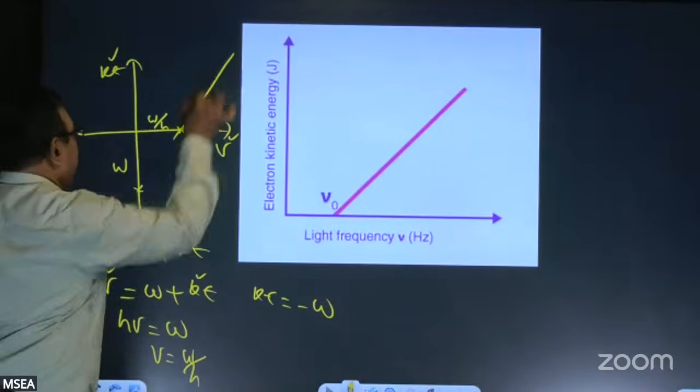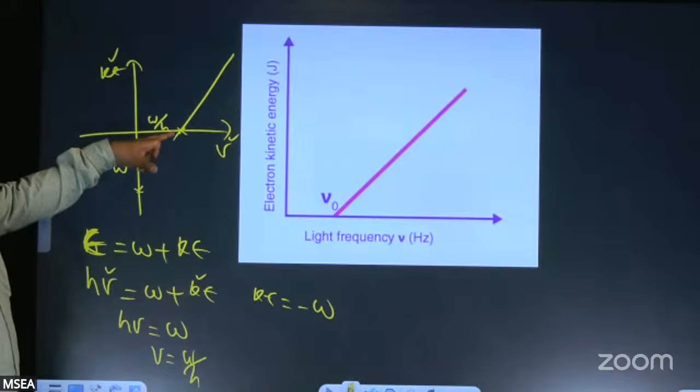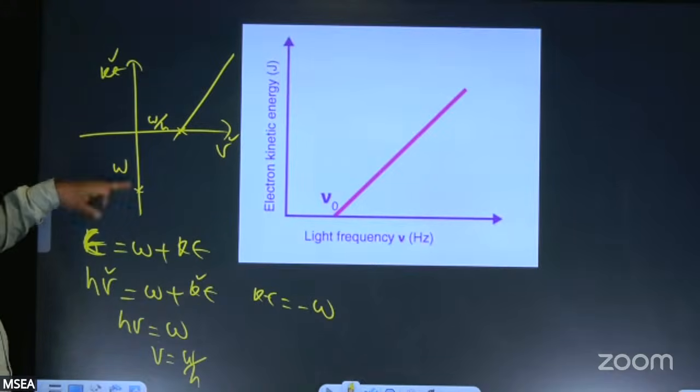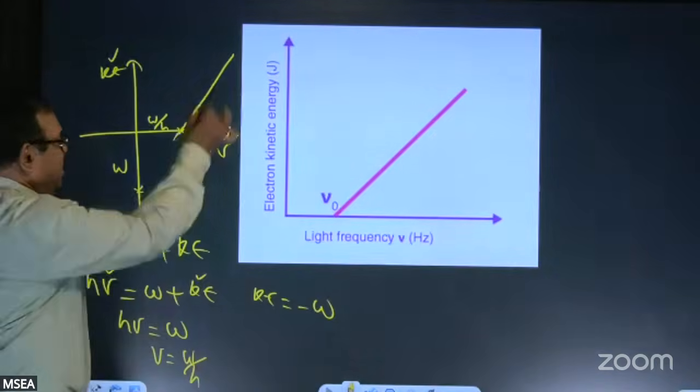The graph you will get is like this. But you must remember, if it is given in NEET, you should not draw the graph going downside. Why? Kinetic energy can't be negative. That's why you must show it like this.